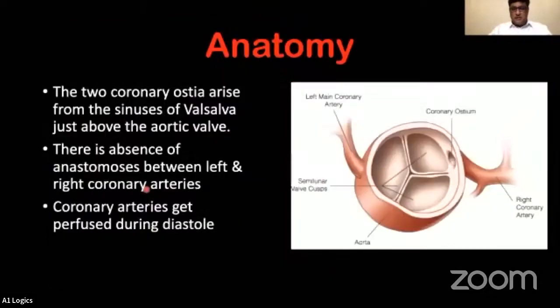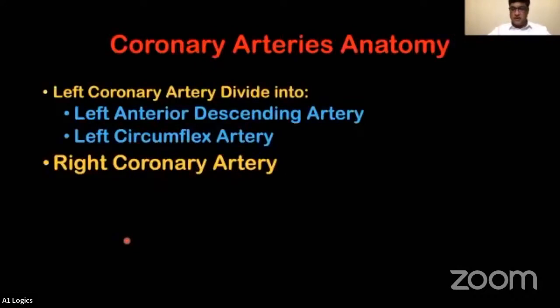Now let us see the anatomy. There are two coronary ostia. There is one here and there is one there. The two coronary ostia arise from the sinuses of Valsalva, just above the aortic valve. There is absence of anastomosis between the left and right coronary arteries. Coronary arteries get perfused during diastole. Very, very important: coronary arteries get perfused during diastole.